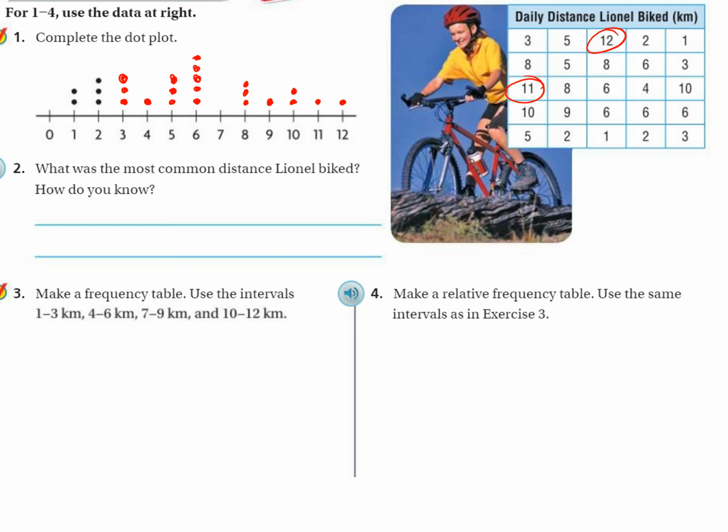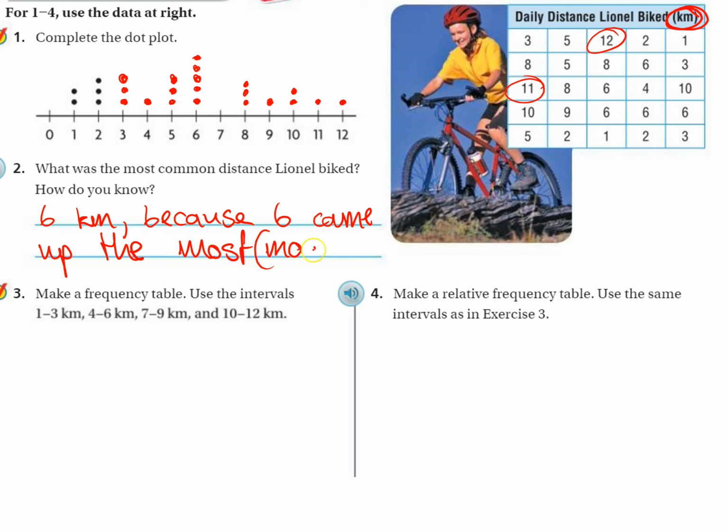So what was the most common distance Lionel biked? Well, we can see the tallest one is 6, so 6 kilometers. I know it's kilometers because there's my unit of measure right there. 6 kilometers. How do I know? Because 6 came up the most. And that means it's our mode. It's the number that came up the most.